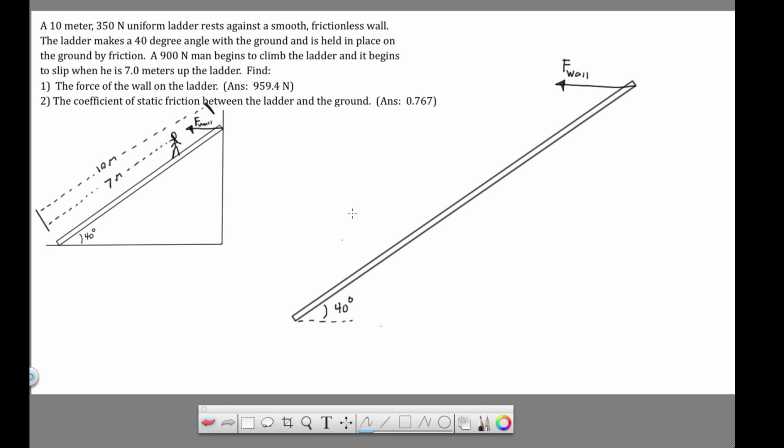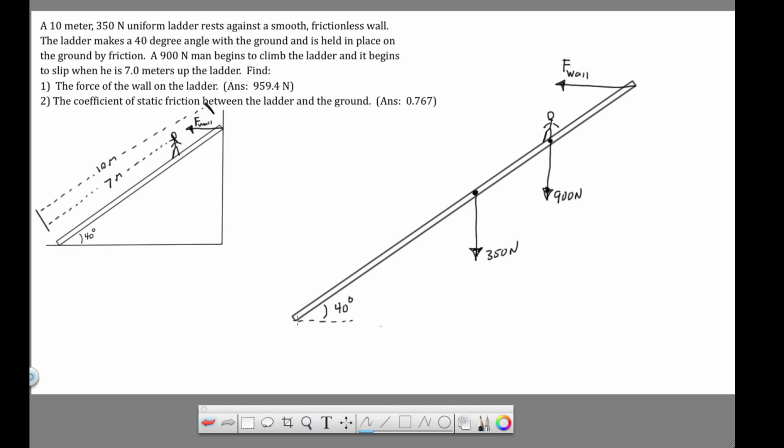All right, we're told that the man is 7 meters up the ladder, so that'll be right about here. So the man standing on the ladder, so we got this guy standing right here, he is simply a force on the ladder. And the force on the ladder is his weight, which is 900 newtons. Okay, the weight of the ladder itself goes directly in the middle of the ladder. So we'll say that this point right here is the midpoint. That looks to be about the middle. And the weight of the ladder itself is a force on the ladder. So the ladder is 350 newtons.